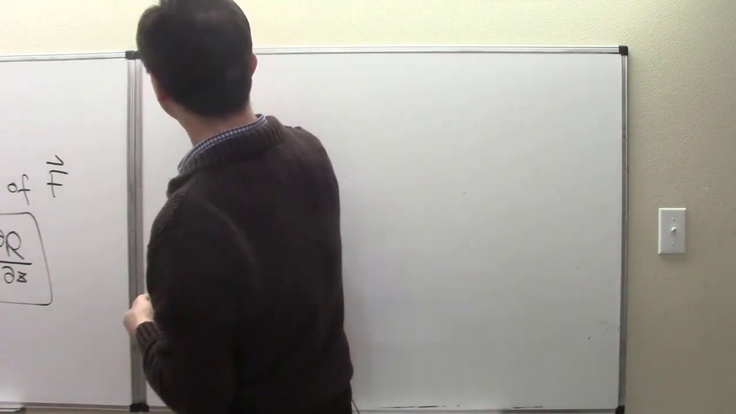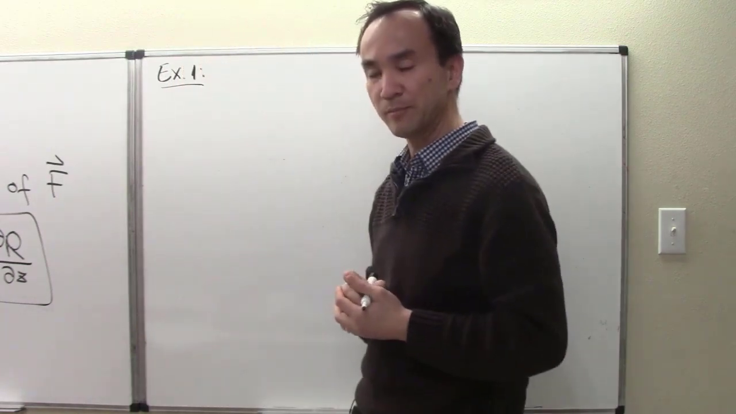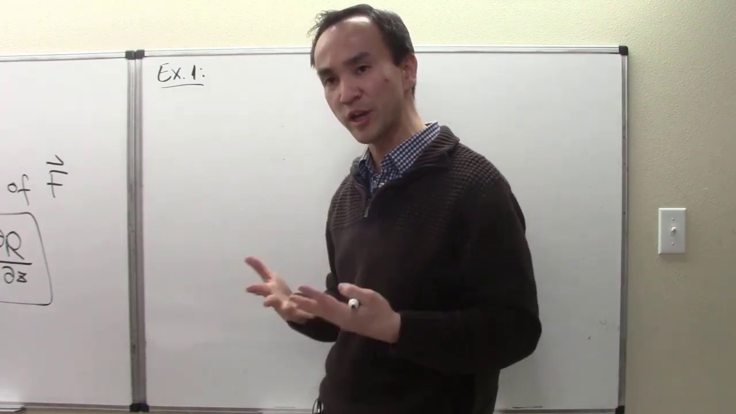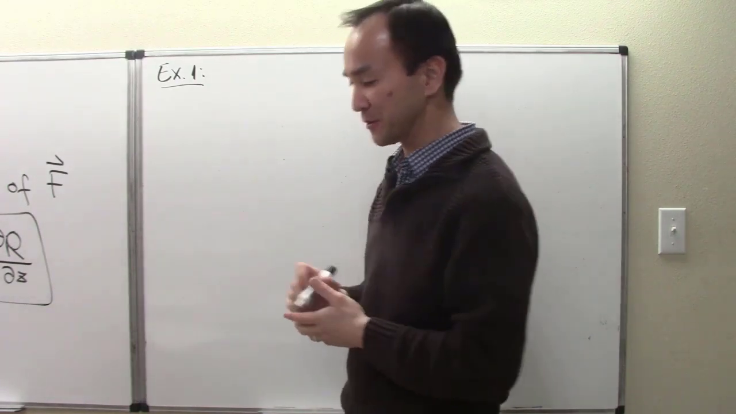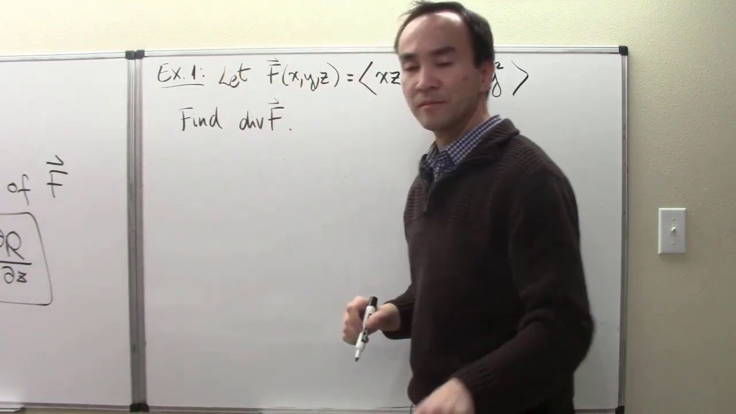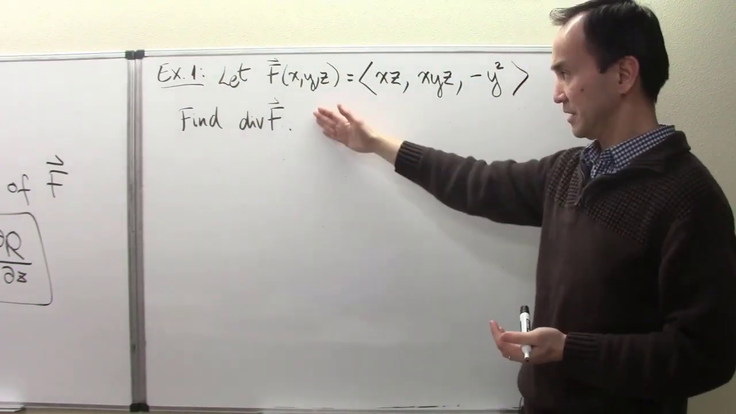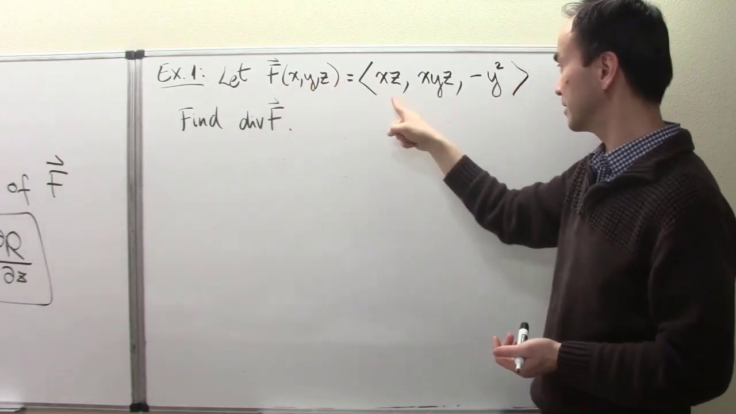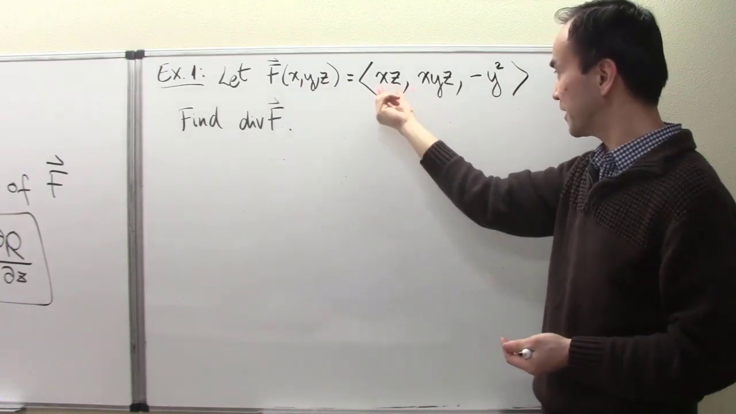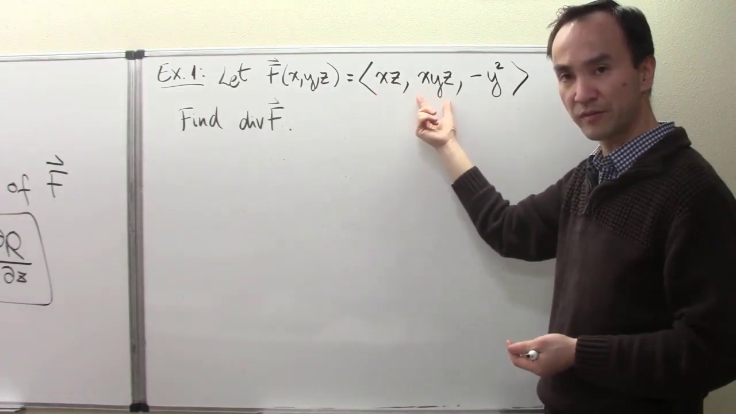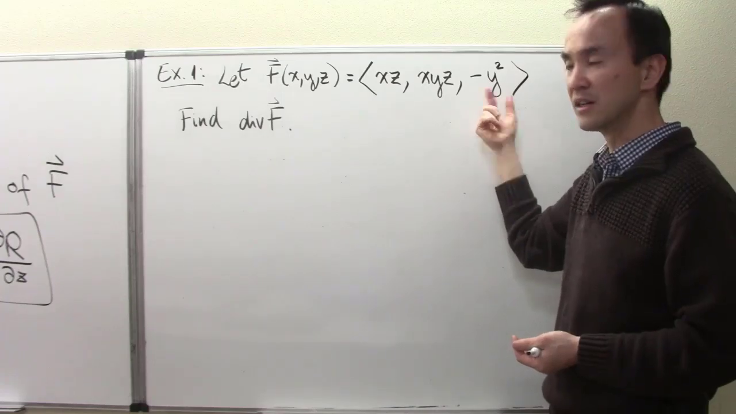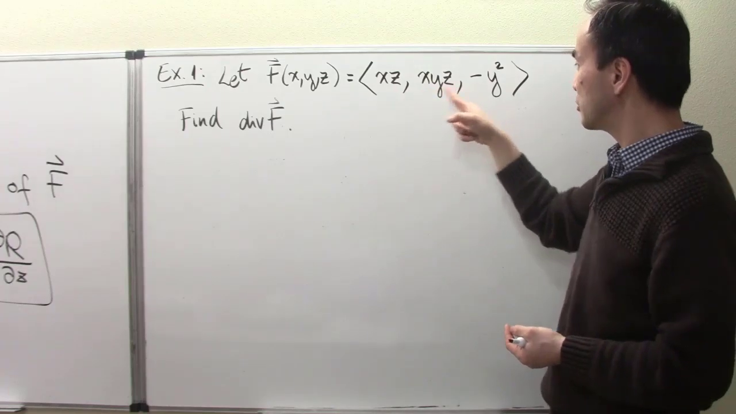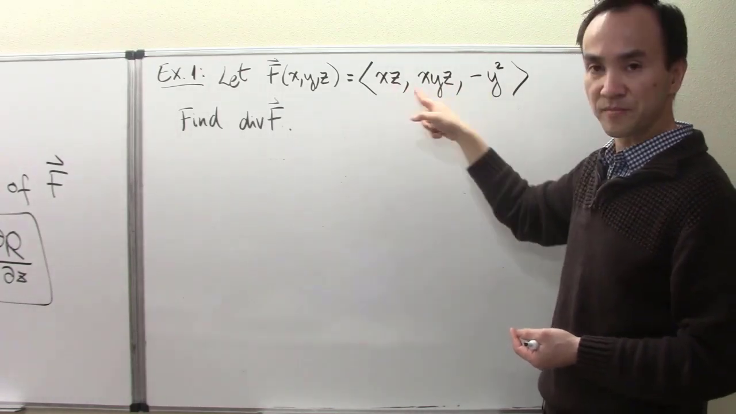This example number one is specifically intended for getting us comfortable with calculating the divergence of a vector field. In this example we are given a vector field in R3. This is the P component, the first component of our vector field, this is the second component, and this is the third component. Each one of these is a scalar function of three variables.